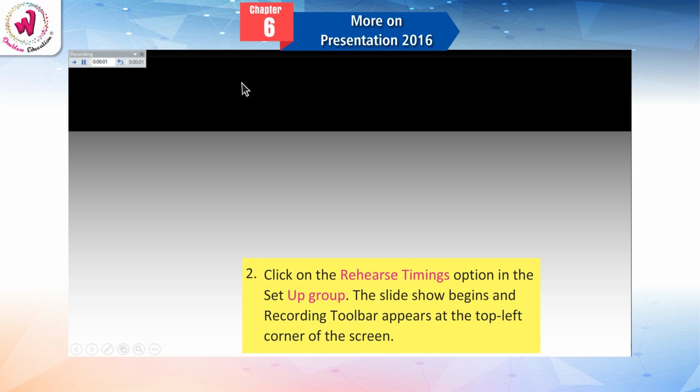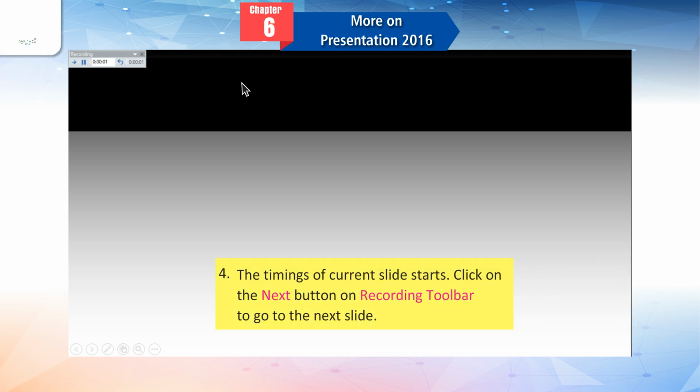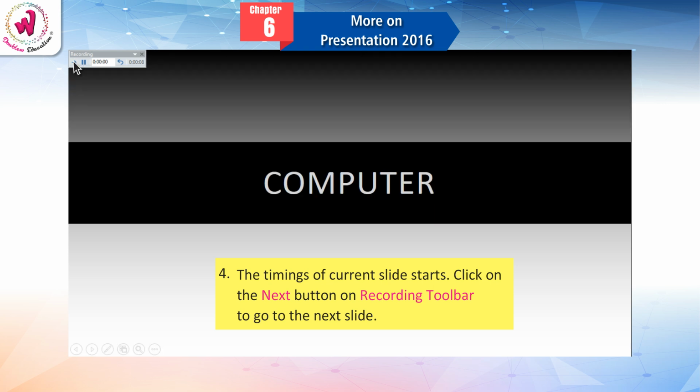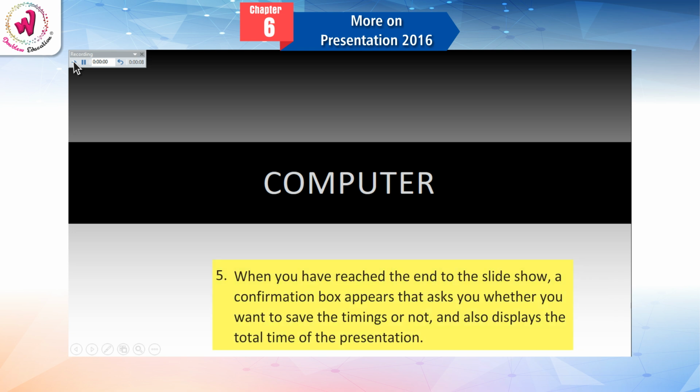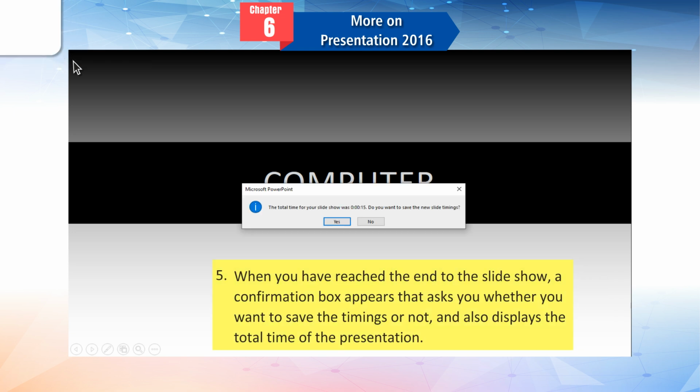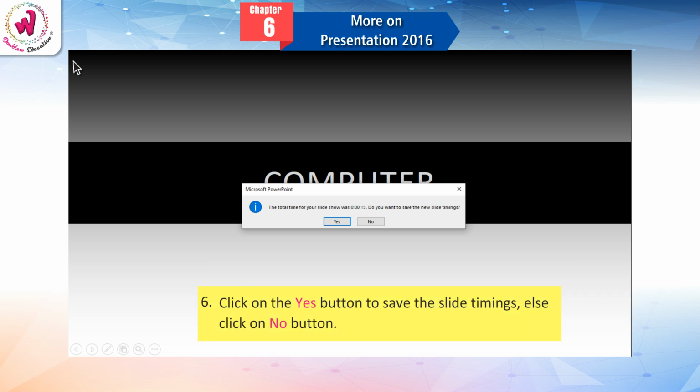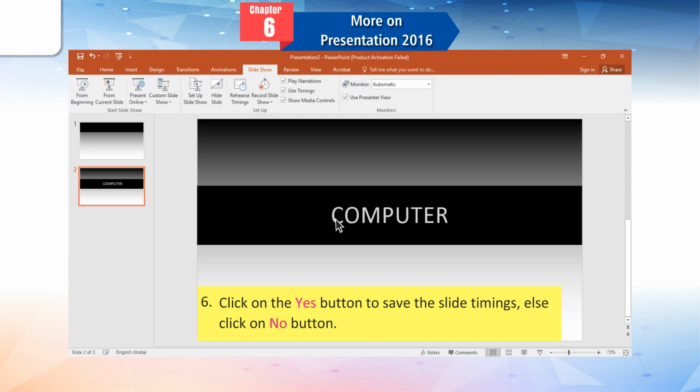3. The slideshow begins and a recording toolbar appears at the top left corner of the screen. 4. The timing of the current slide starts. Click on the Next button on the recording toolbar to go to the next slide. 5. When you have reached the end of the slideshow, a confirmation box appears that asks you whether you want to save the timings or not, and also displays the total time of the presentation. 6. Click on the Yes button to save the slide timings, else click on the No button.